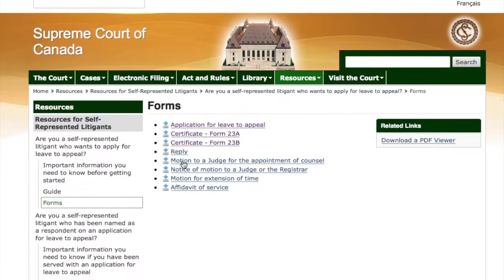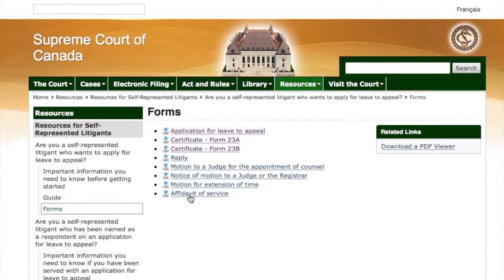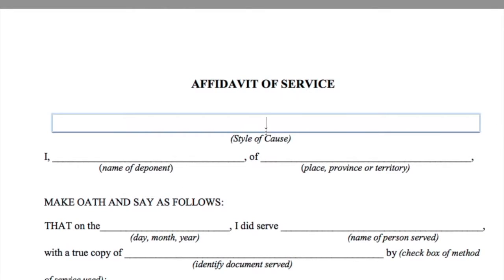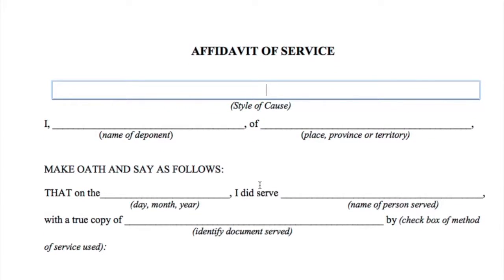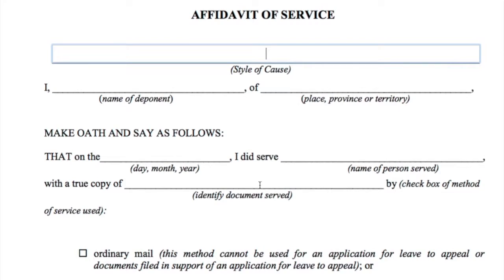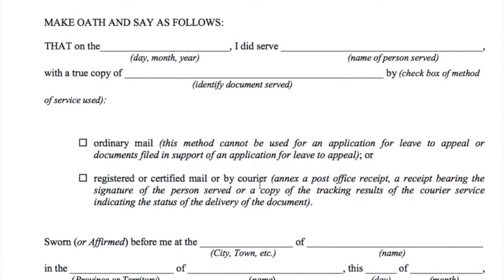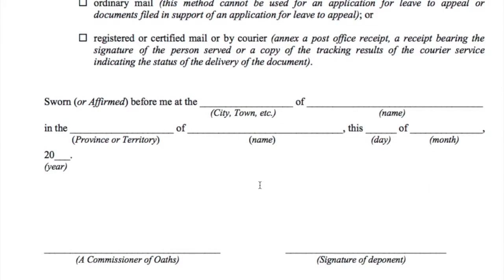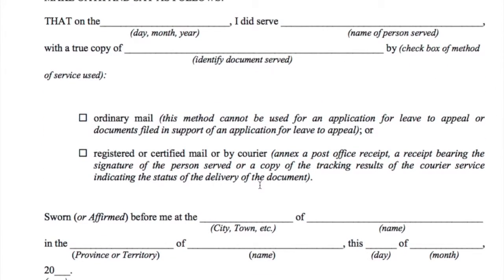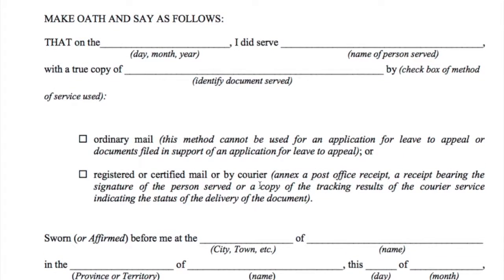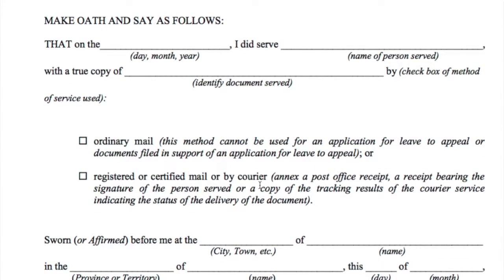The reply and motion, so the reply would be if you were the other side, you wanted to reply to this and not necessarily make a cross appeal. The Affidavit of Service is necessary if you are personally serving the person. The rules say that if you send your originating process, so your notice of application for leave to appeal, by registered mail or certified mail, the Affidavit of Service is not necessary.